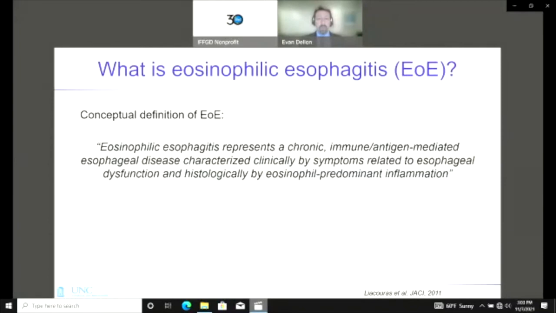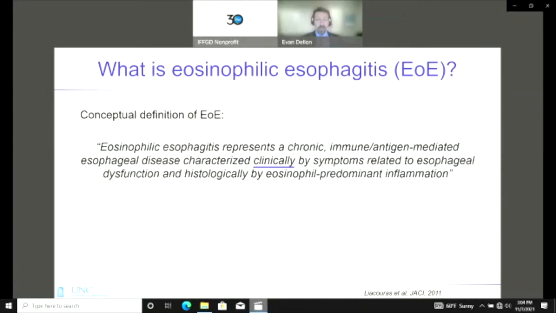So what is eosinophilic esophagitis? Well, we have this conceptual definition that EoE represents a chronic immune-mediated esophageal disease characterized clinically by symptoms related to esophageal dysfunction and histologically by eosinophil predominant inflammation. And let me just unpack that. It's chronic, which means we don't have a cure, and it is a long-term condition that's not self-resolving right now. It's immune or antigen mediated, which means it's an allergic process in most people.